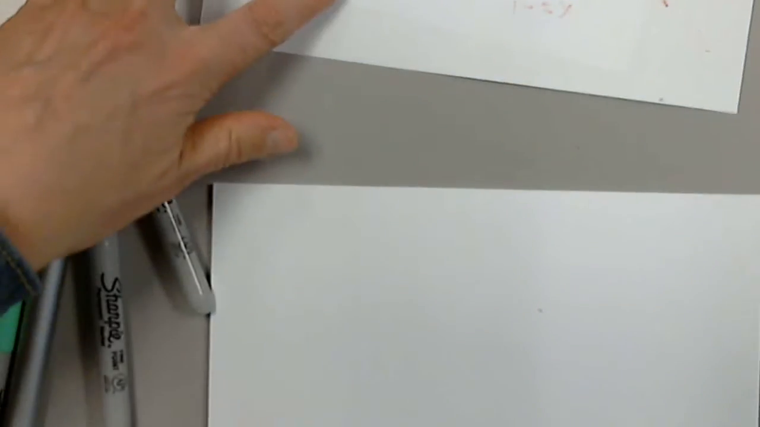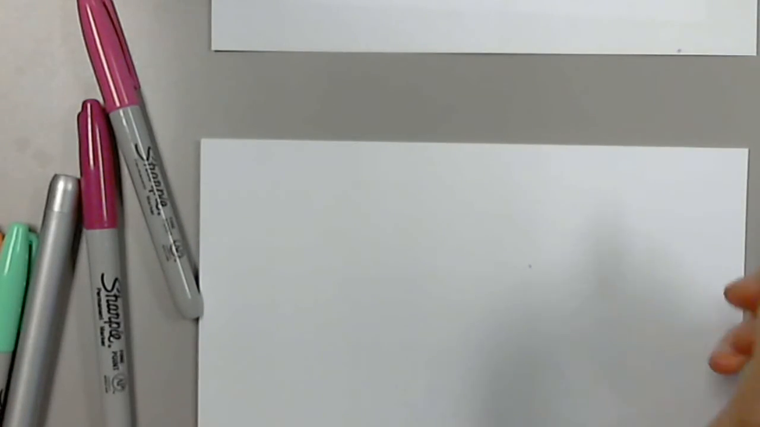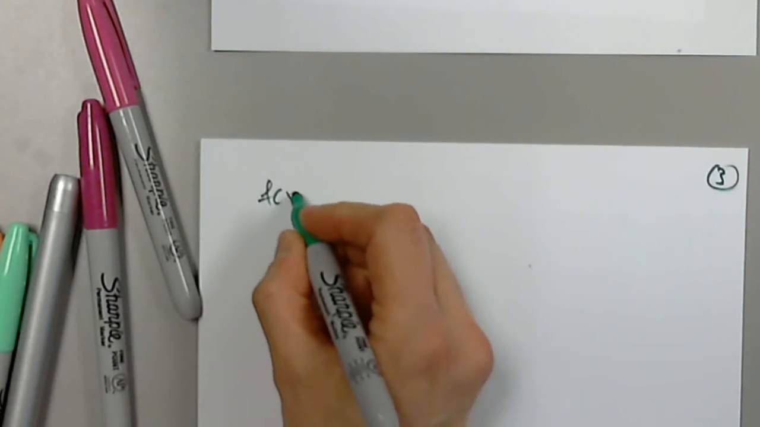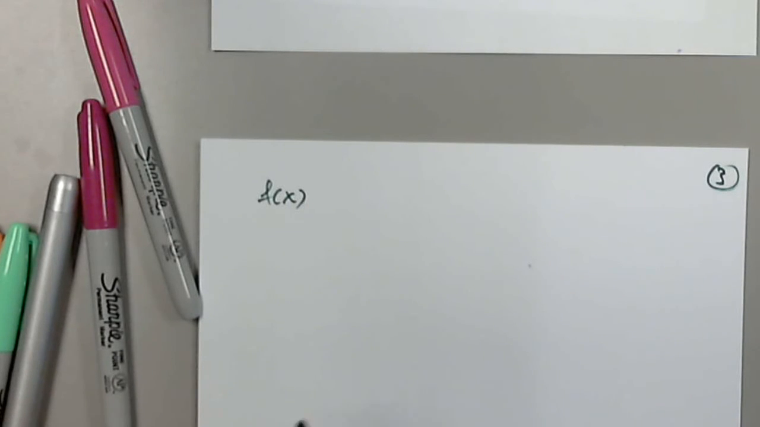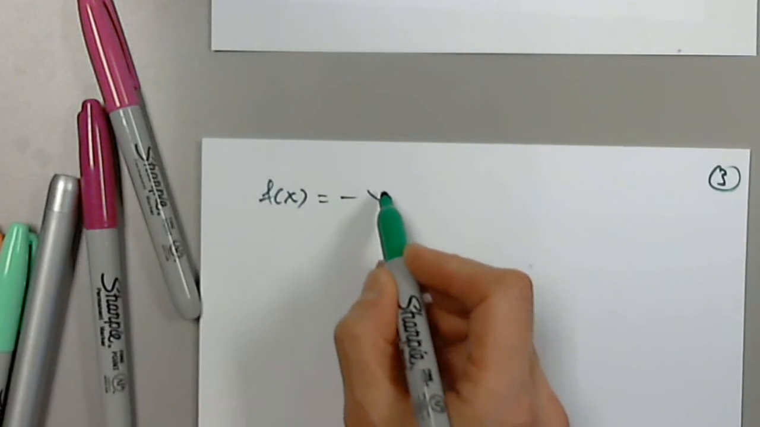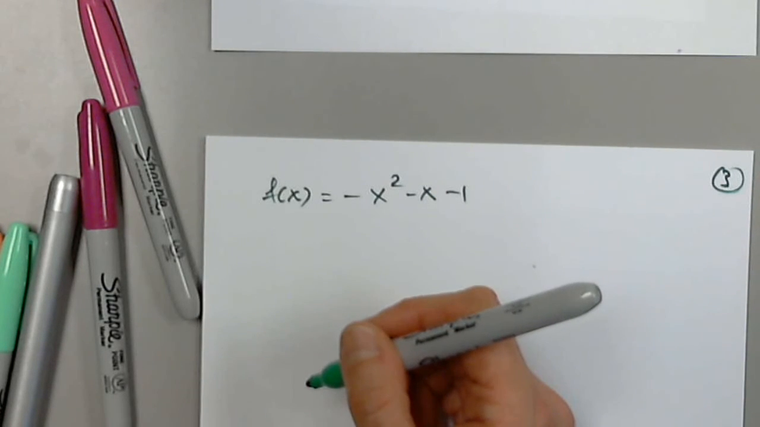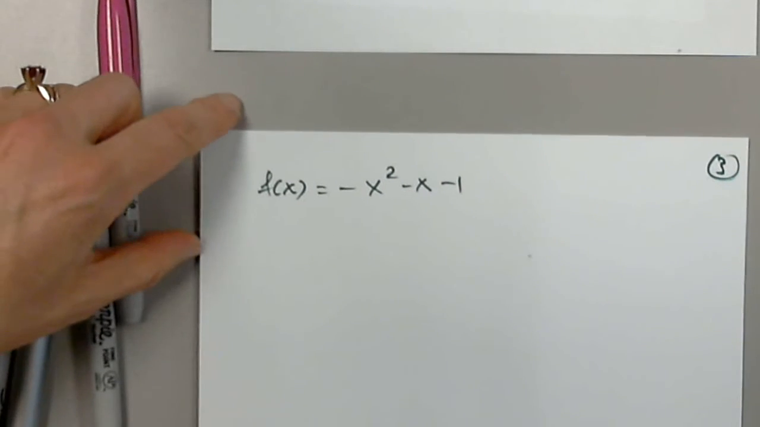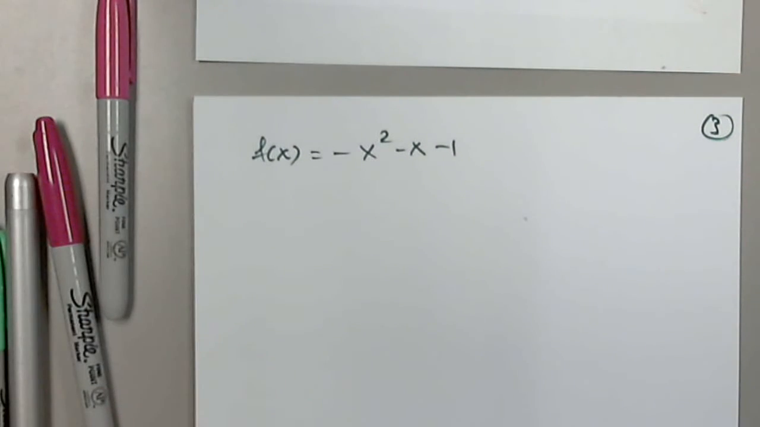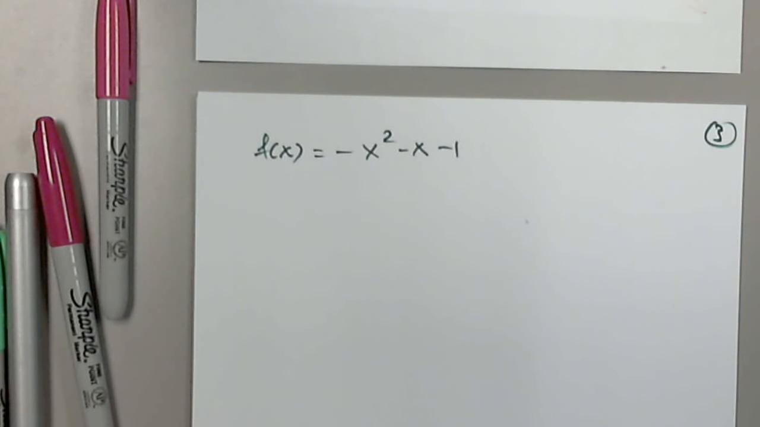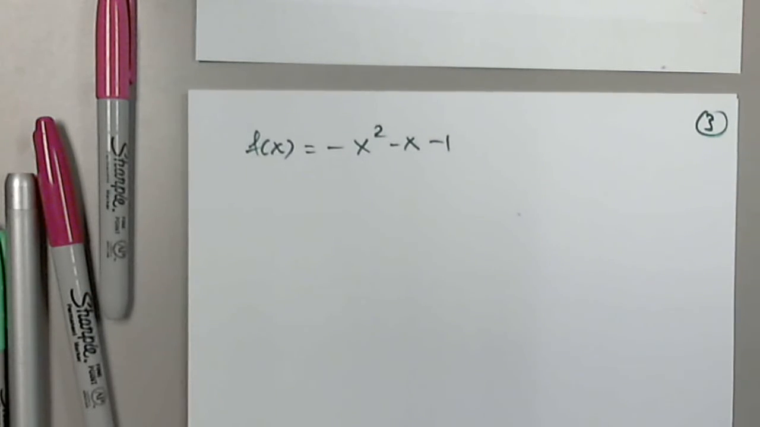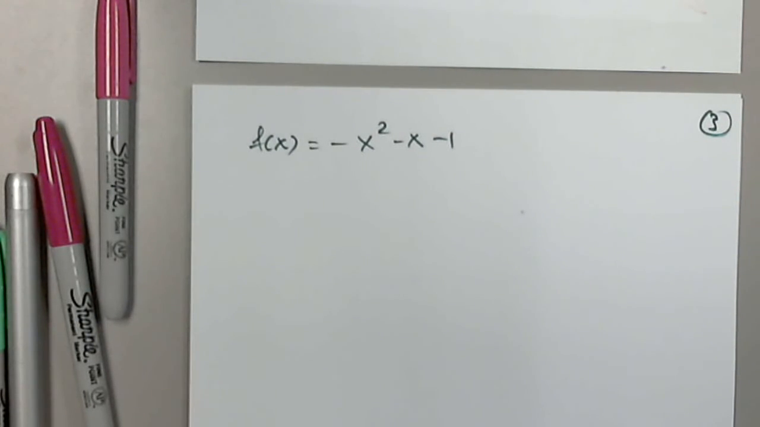So we want to look at the function we had on that classwork. Did you have this form, negative x squared minus x minus 1, or the other form, x squared plus x plus 1? I had that color sheet. Okay, very good. Again, I already posted solutions just in case you missed something. So what type of function is this?